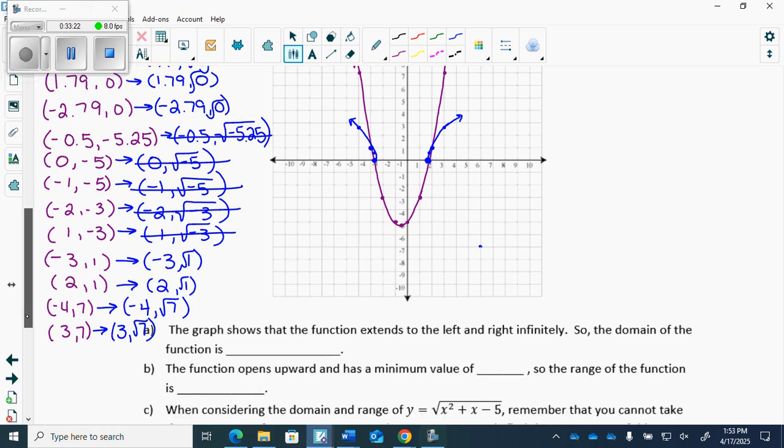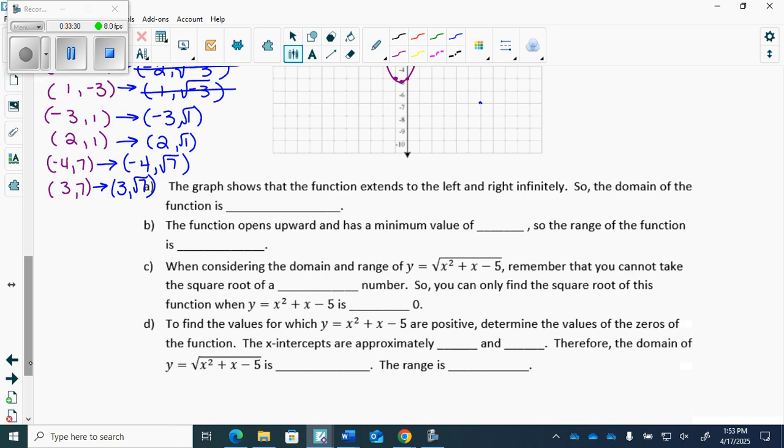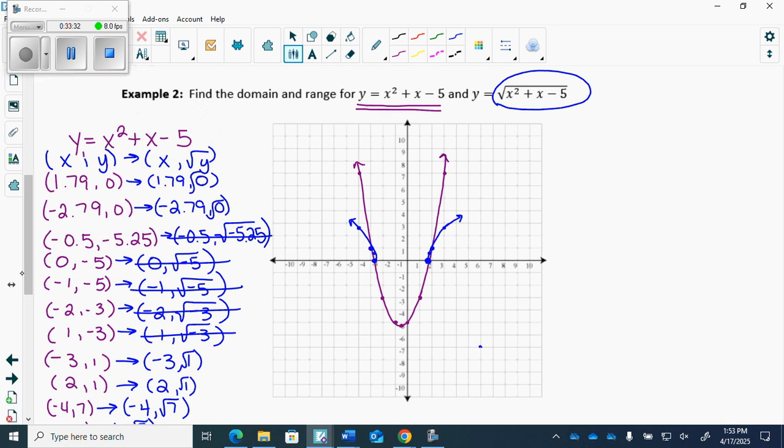Okay. So the graph shows that the function extends to the left and right infinitely. So the domain of the function is the purple function. Oops, we'll talk about this one. The purple function's domain is what? This one has a domain of x such that x is an element of the reals, correct? It's quadratic. Correct.